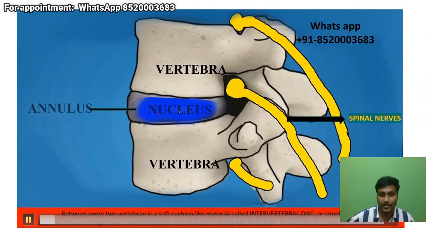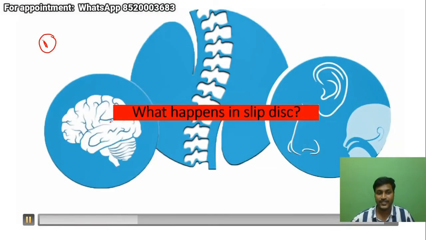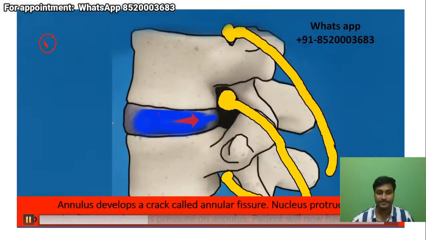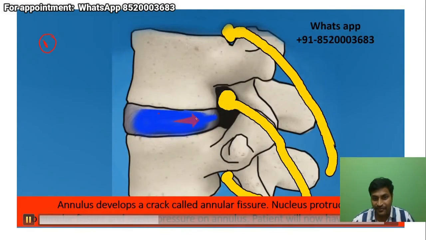So this is the normal nucleus pulposus. This is the normal annulus. So what happens in step 1? Let's see. Oh, sorry, it's starting now. So in step 1, there is a crack in the, okay, step 1 I didn't show you. Step 1 is dehydration.